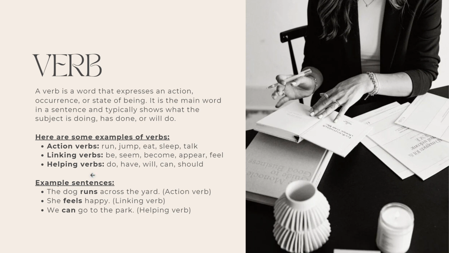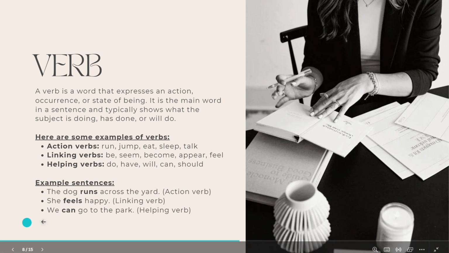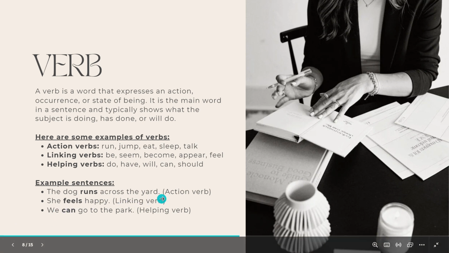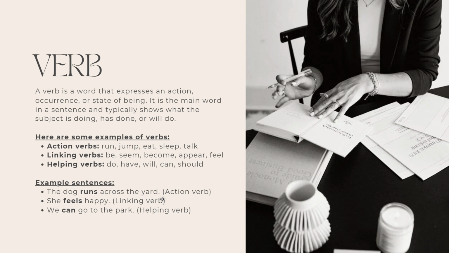Action verbs describe the action that the subject is performing. For example, we can say, the dog runs across the yard. Here, in this example, it shows the dog in motion. The dog is running, so it's in motion. It is performing the action of running. So it's an action verb, the word runs.